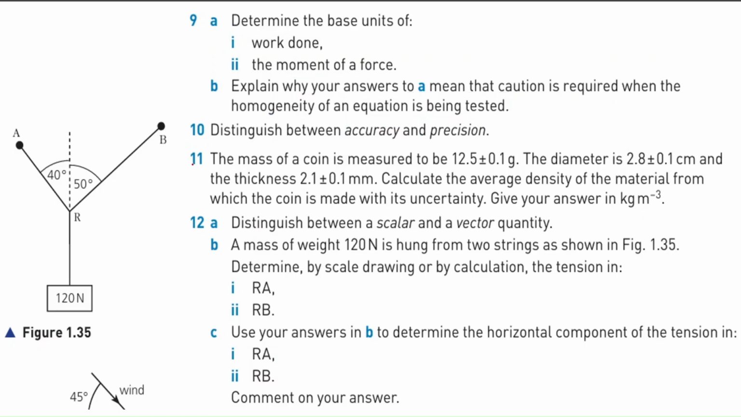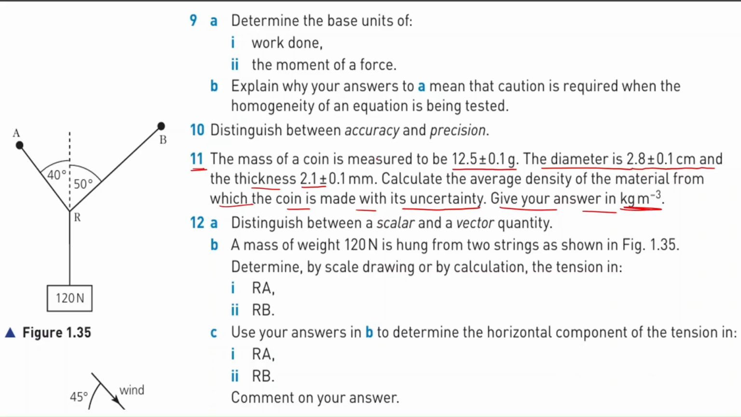Now we go on to question number 11. The mass of a coin is measured to be 12.5 plus or minus 0.1 gram. The diameter is 2.8 plus or minus 0.1 centimeter, and the thickness 2.1 plus or minus 0.1 mm. Calculate the average density of the material from which the coin is made with its uncertainty. Give your answer in kilogram per meter cube.